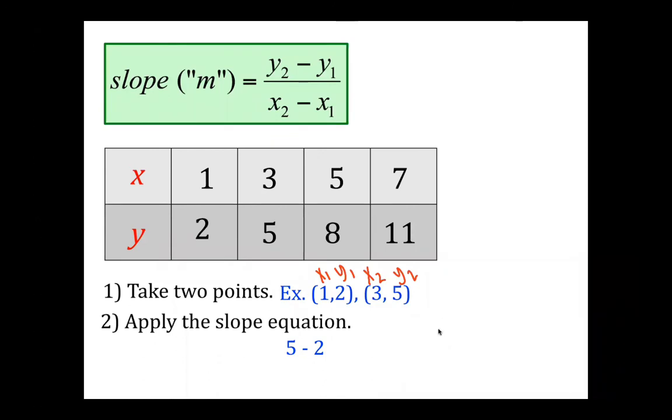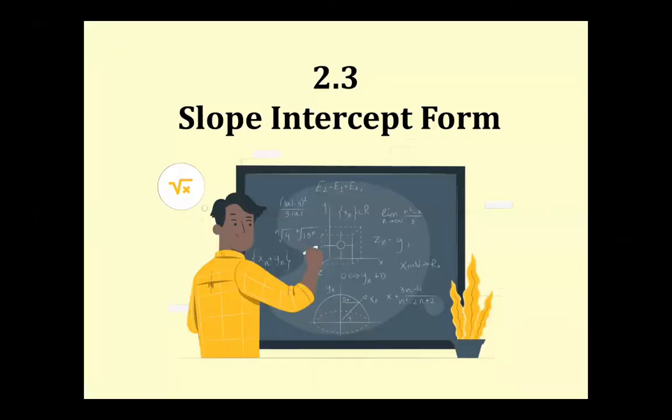So 5 minus 2 for y2 minus y1 over x2 minus x1, which would be 3 minus 1. And that'll give me my slope, which is 3/2. And 3/2 can't be reduced into anything further. So that's your slope. We're going to go ahead and finish off today with lesson 2.3, which is slope-intercept form.